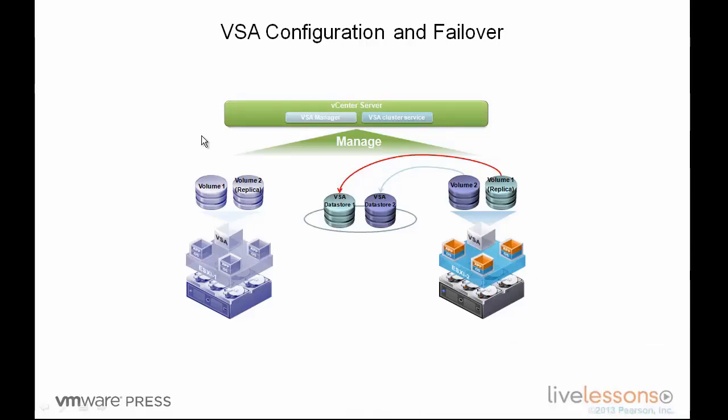Okay, so here's a typical two-host VSA cluster. We've got two hosts. Each one of them, as you can see, has the VSA appliance. So the two of them know each other, and they also know each other through the VSA cluster service, which is acting as the pseudo third node.